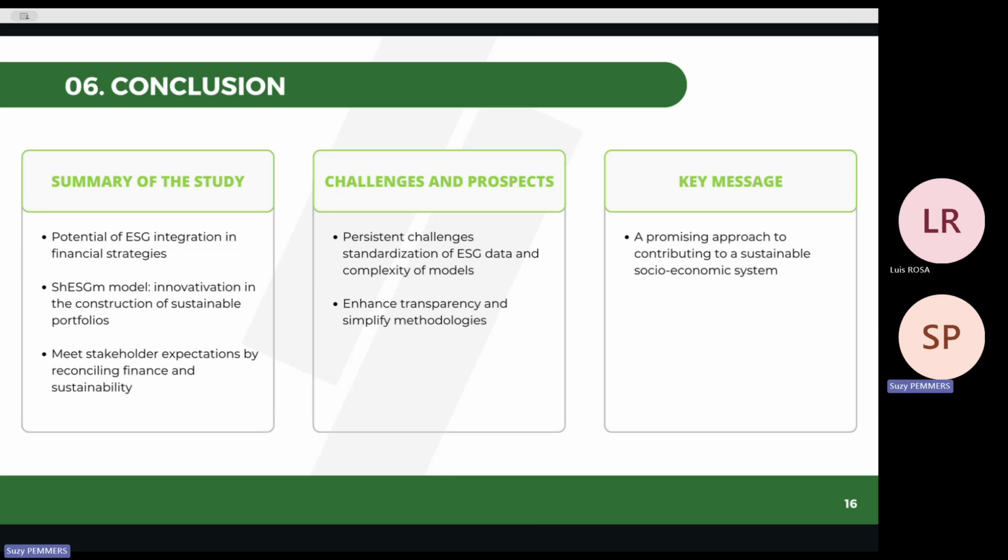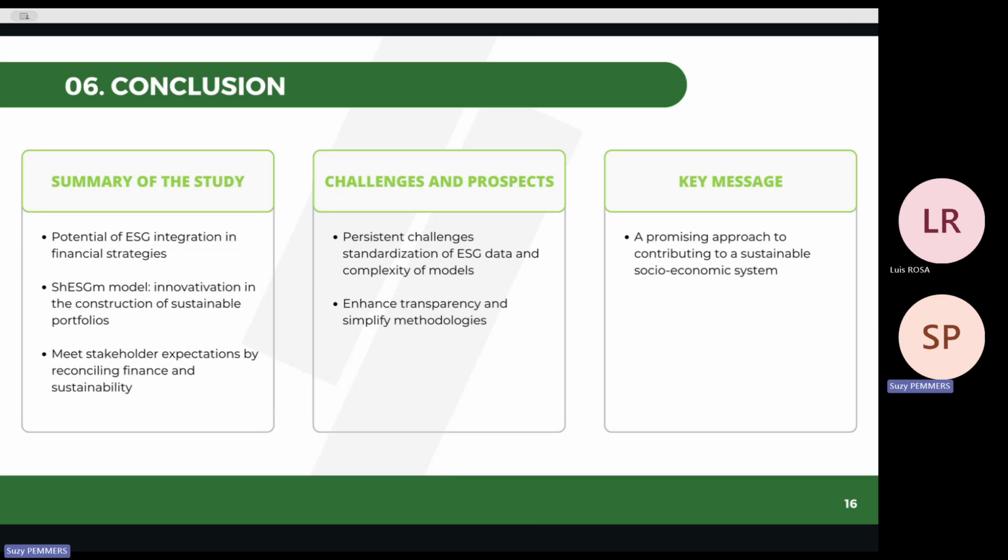So, the conclusion about this paper, this report, and the solution. We have just seen the potential of ESG integration in financial strategies, with the SHESGM model innovating in the construction of sustainable portfolios and meeting stakeholder expectations by reconciling finance and sustainability.